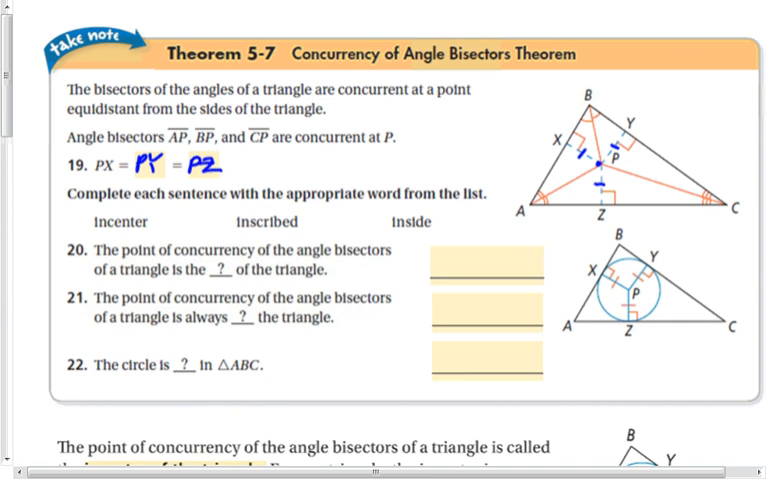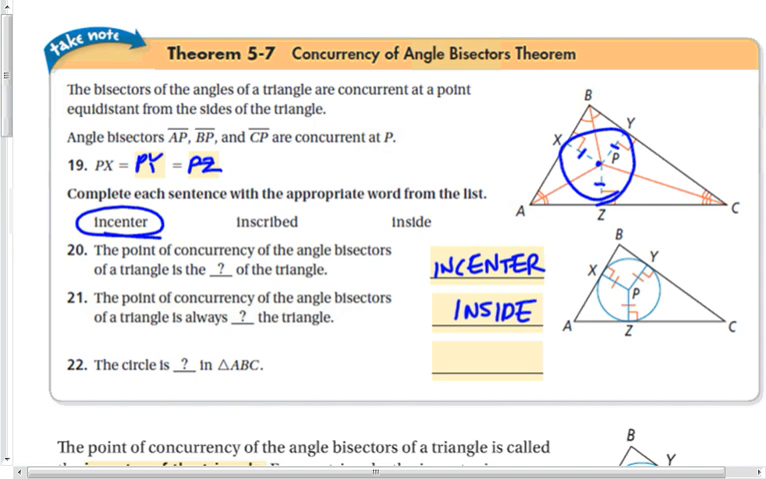And since this center is equidistant from the sides, we'll be able to draw a circle inside. And so this is called the incenter of the triangle. The point of concurrency of the angle bisectors of a triangle is the incenter. So it kind of makes sense because the circle will be drawn inside the triangle. The point of concurrency of the angle bisectors of a triangle is always inside the triangle. And the circle is inscribed, not circumscribed, like the circumcenter.